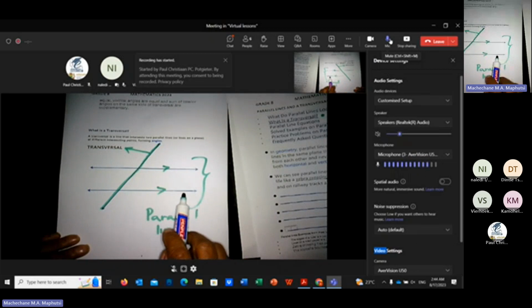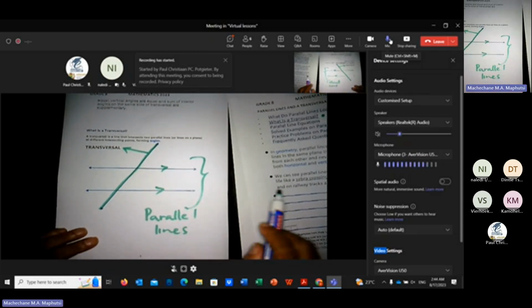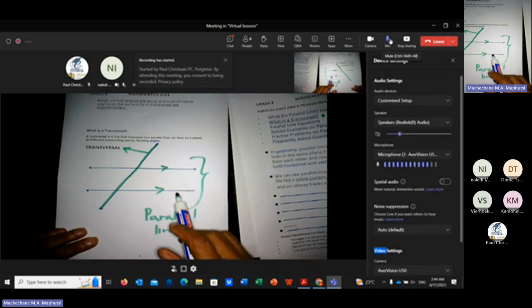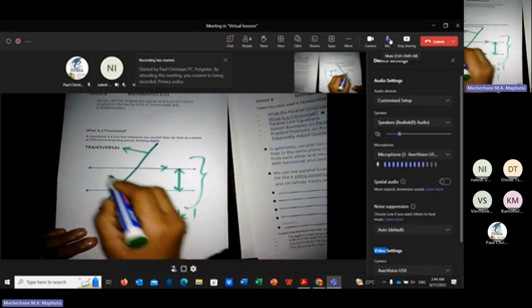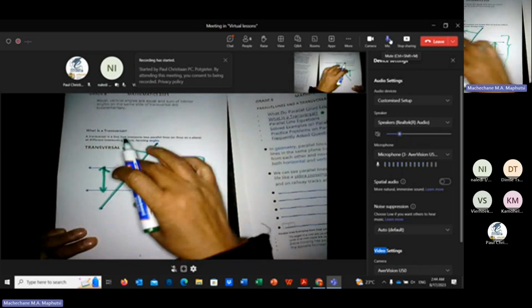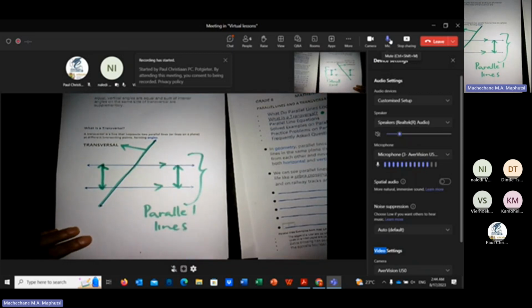Even if I lengthen this one, extend it to the right or to the left, it will never meet this other line. So in that way, they must have equal distance. There must be equal distance anywhere between the two parallel lines. So that's how we define parallel lines, lines which have equal distance.